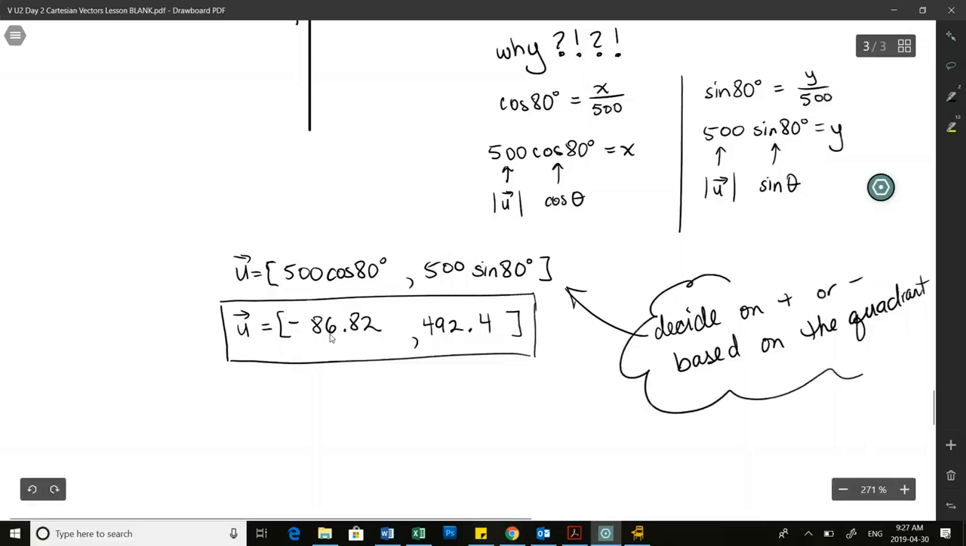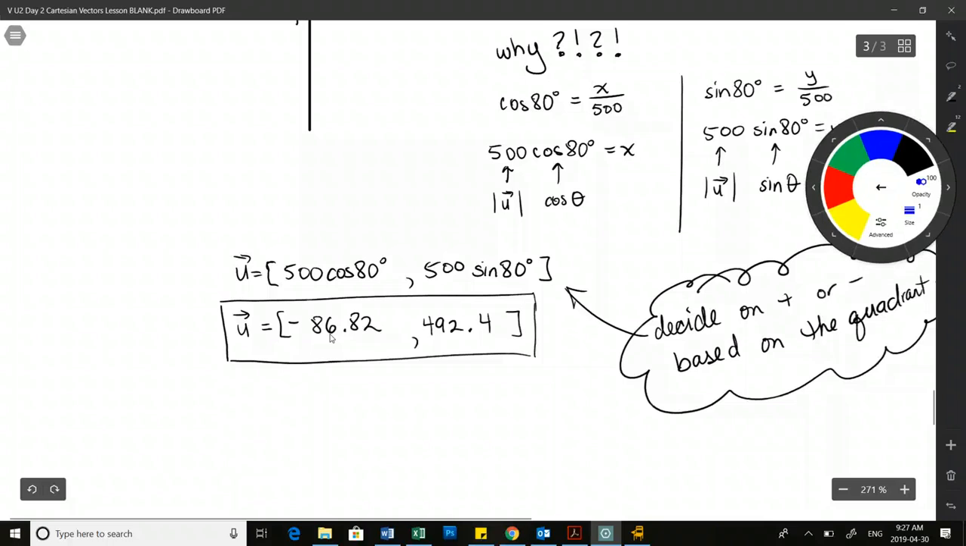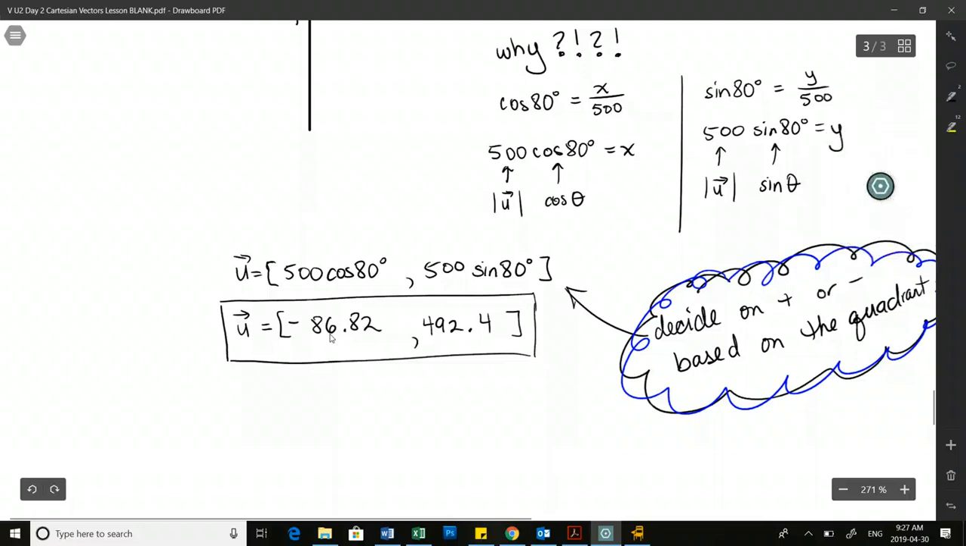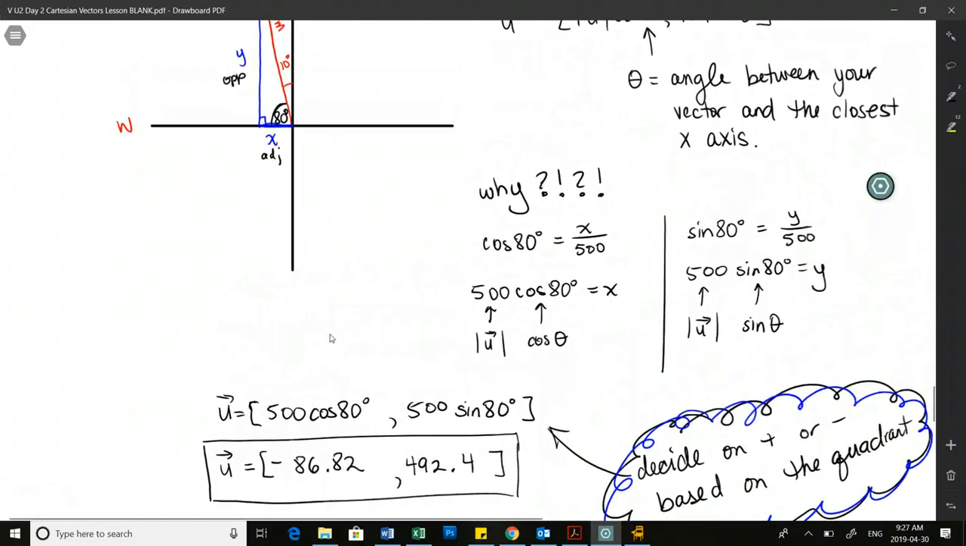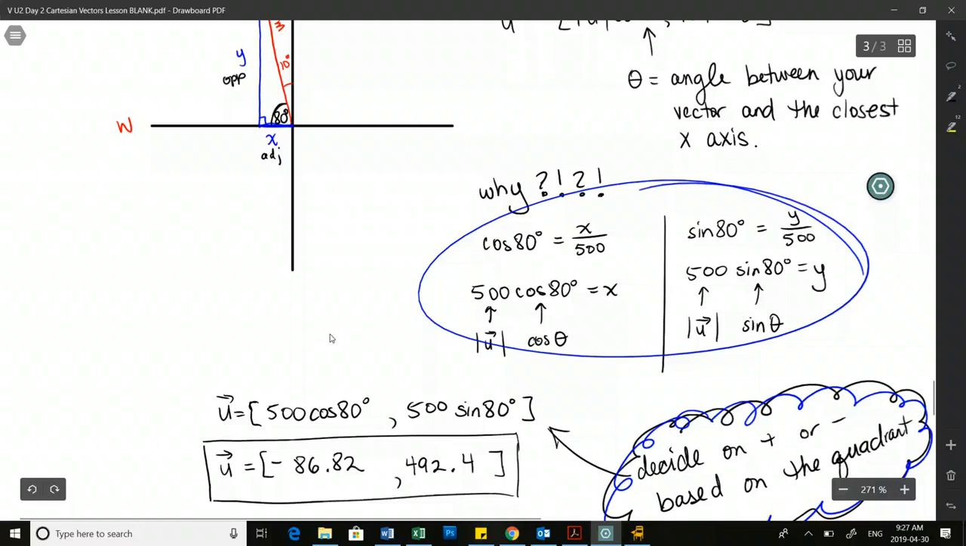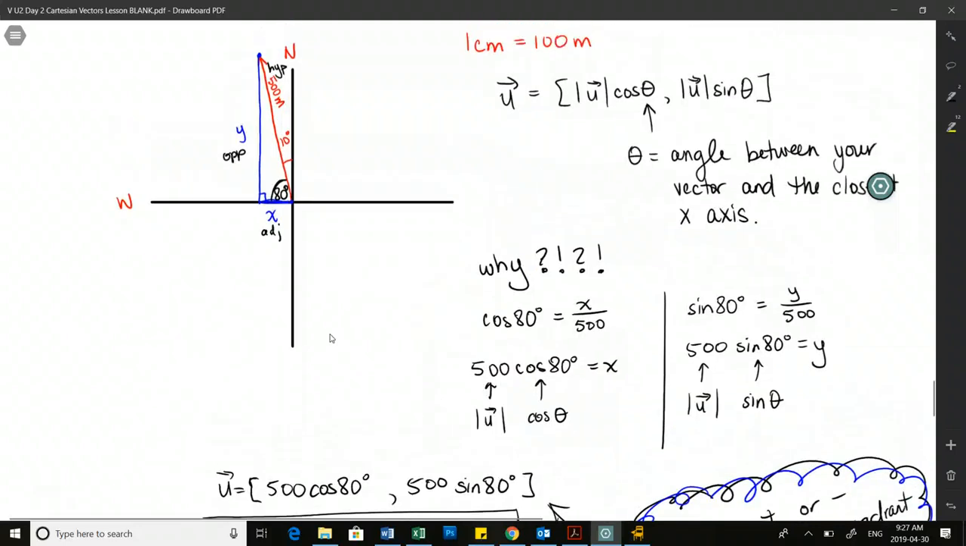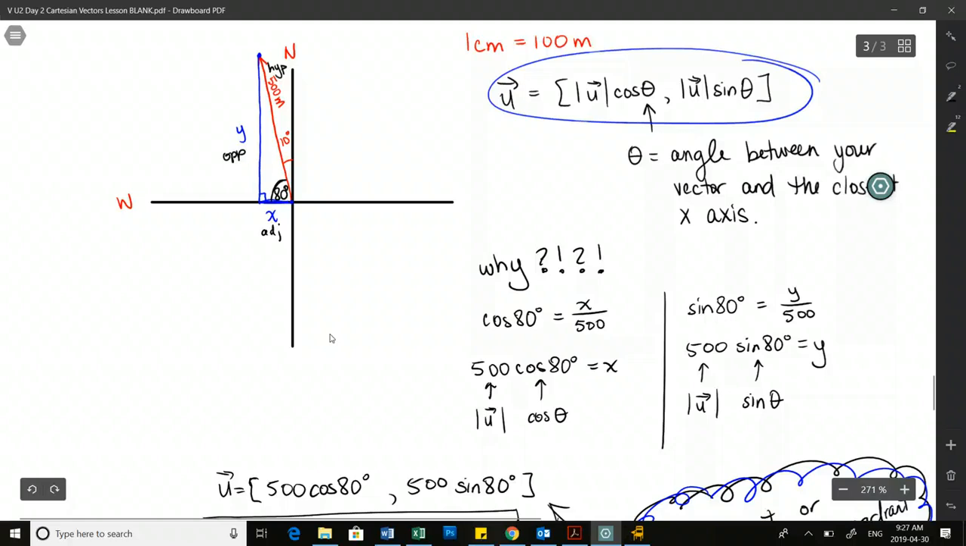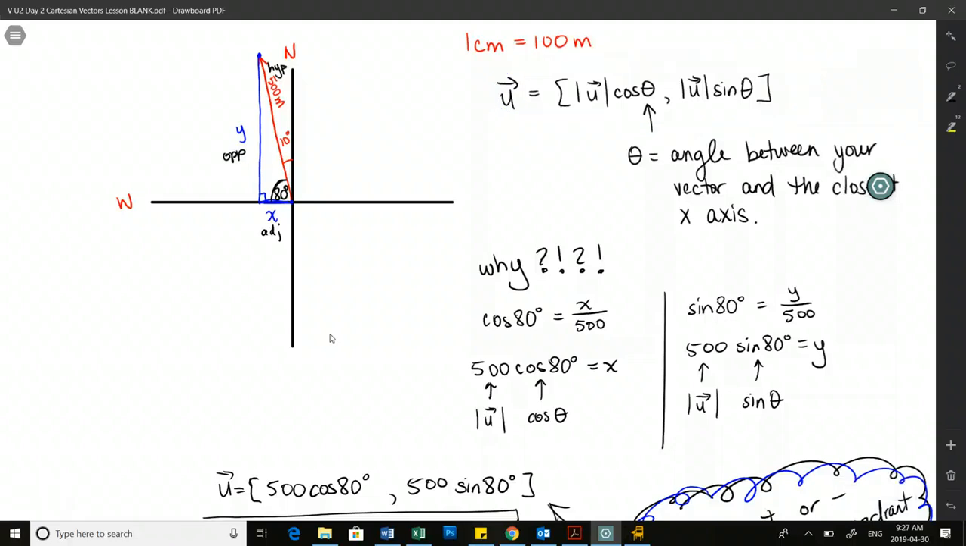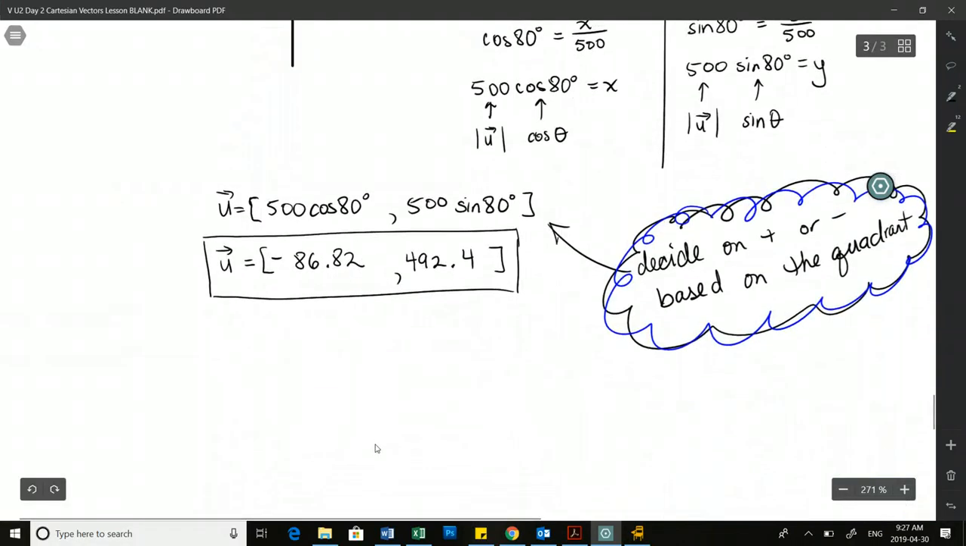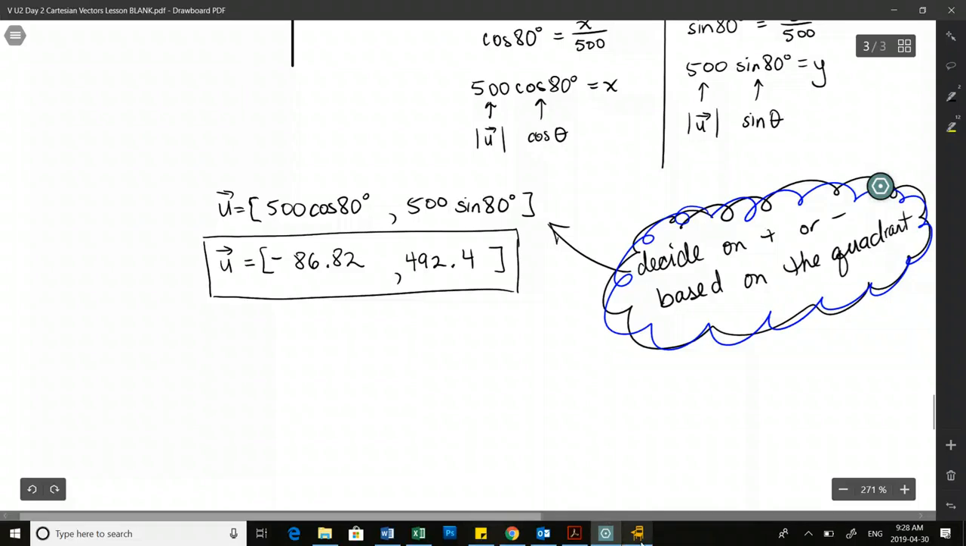Okay, so this is an important part. Any questions on this one? So, do I expect you to show me all of this work every single time? No. All I expect you to do is just sub right in here, and then you'll find the magnitude of your x component and your y component. Okay? Good? All right.